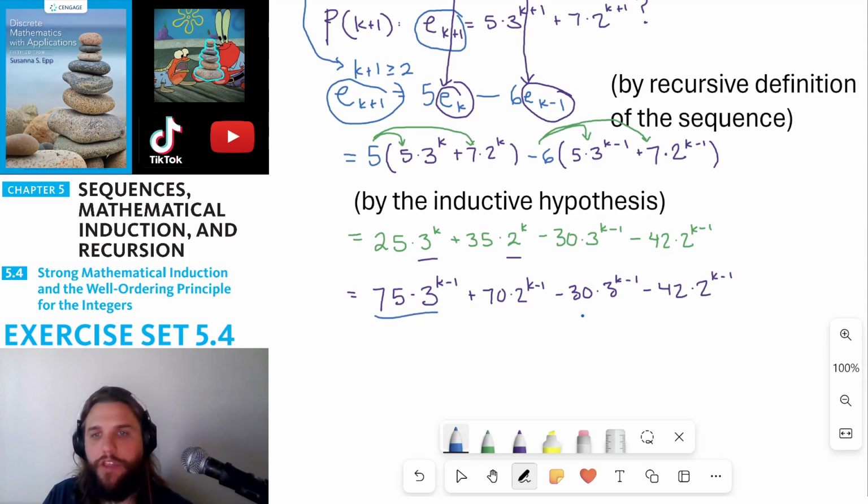Now let's combine our 3 to the k minus 1s. If I have 75 of them and then I take away 30, then I would only have 45 3 to the k minus 1s.